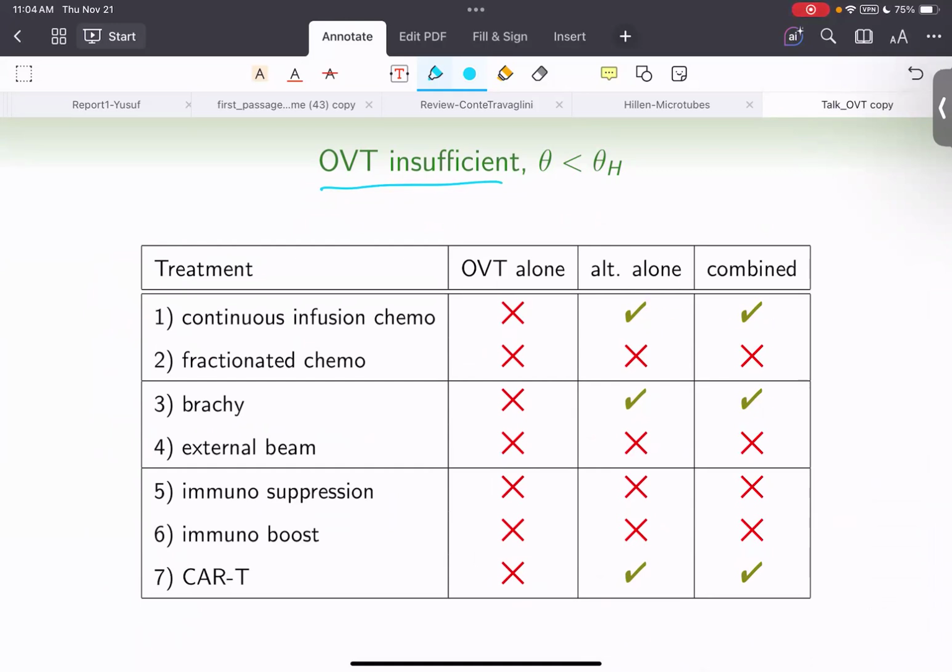And then we look at how the alternative changes the outcome. And it turns out that if the alternative alone is successful, then the combination is successful too. But we never gain something from the combination. So if oncolytic viral therapy alone doesn't do it, and you have another treatment which also is not good enough on its own, then the combination is also not good enough. Okay, so that's really interesting. We do not really gain much. But also in this case, why use oncolytic viral therapy at all? We could just use the alternative treatment and be done.